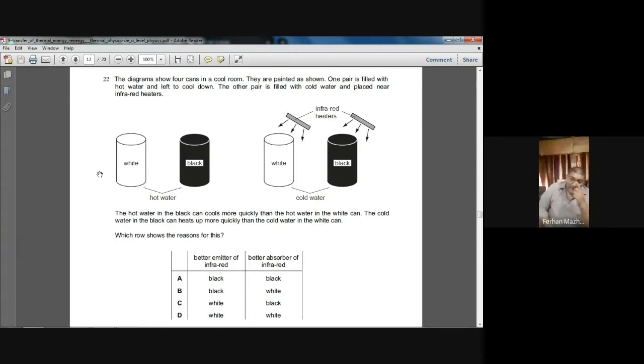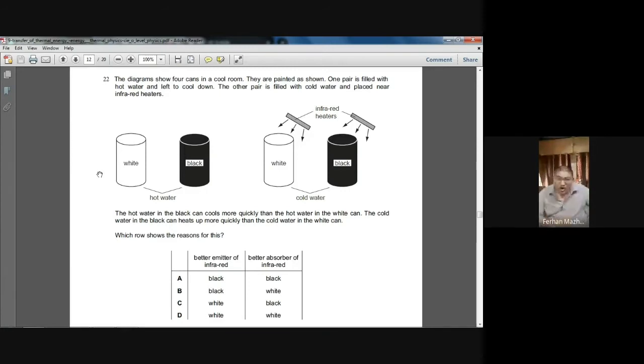If the black can has hot water, the black will be a good emitter of infrared radiation as compared to the white can. If the black can has cold water in it, then the black will be a better absorber of infrared radiation as compared to the white can. So black is a better emitter of infrared radiation, and black is also a better absorber of infrared radiation. Okay, A.